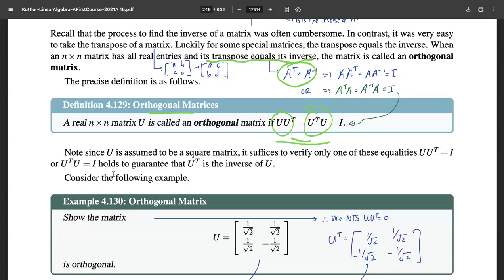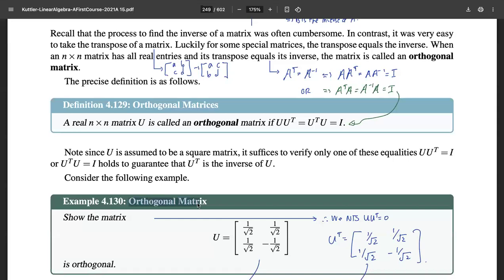If you want to check whether a matrix is orthogonal, we want to check if one of these conditions is true. Either this is equal to I or this is equal to I. You can pick either one. As long as one of them is equal to I, the other is also equal to the identity matrix. And we are going to do that right now.